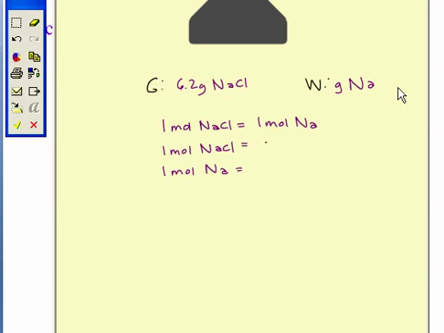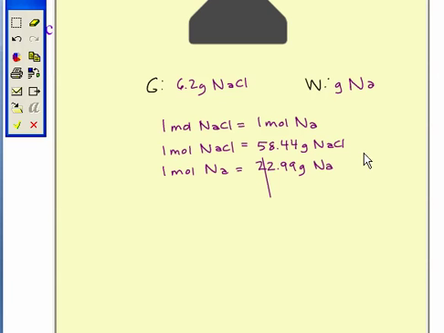So the molar mass of sodium chloride, I calculated to be 58.44 grams. And the molar mass of sodium, sorry about that, is given as 22.99 grams of sodium.